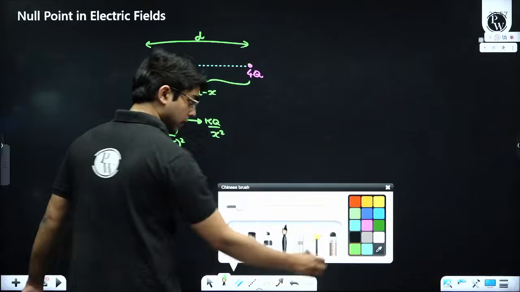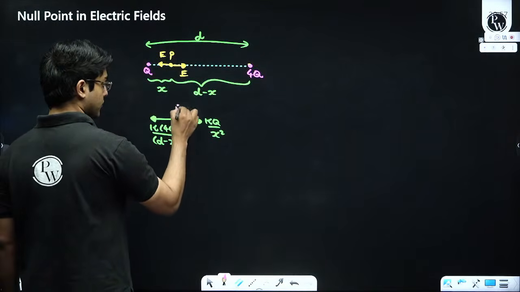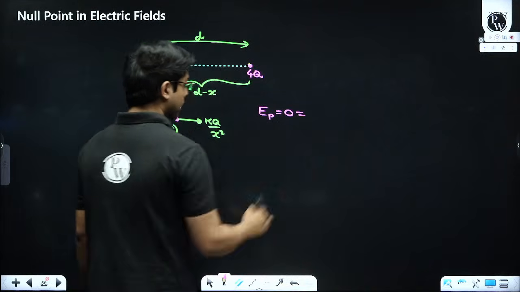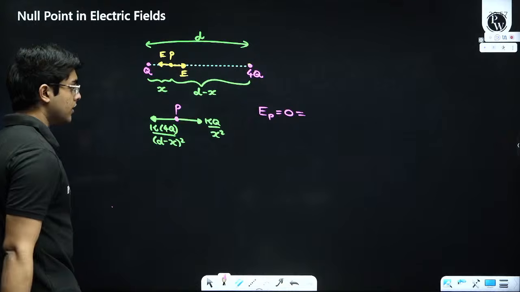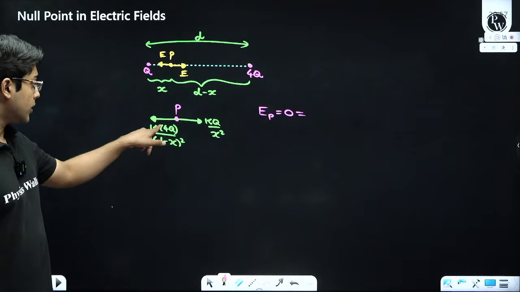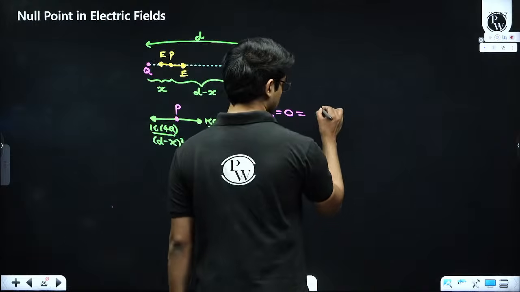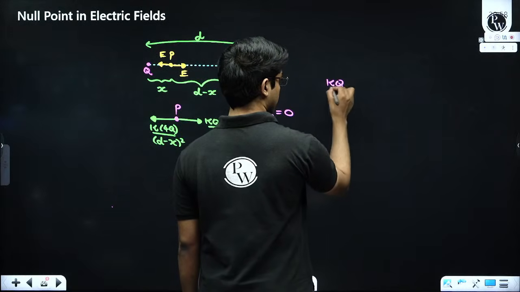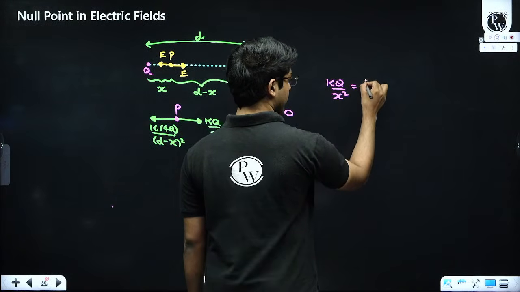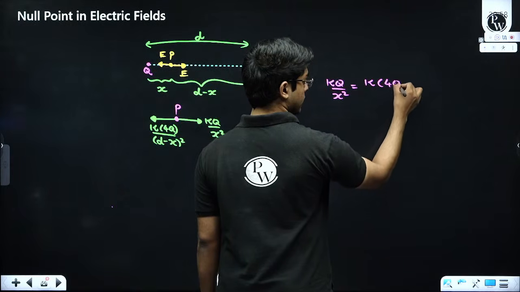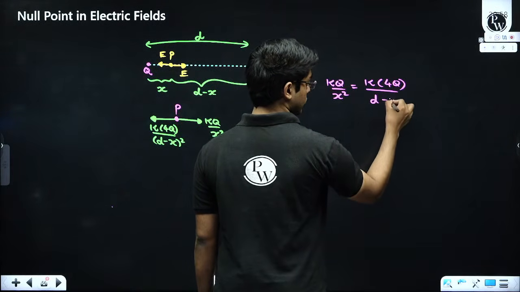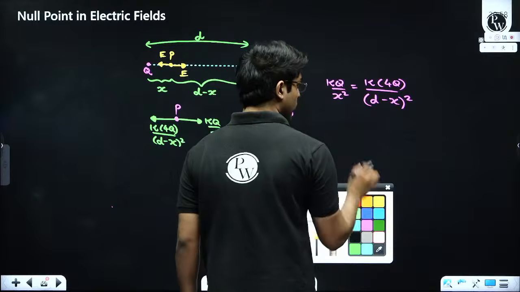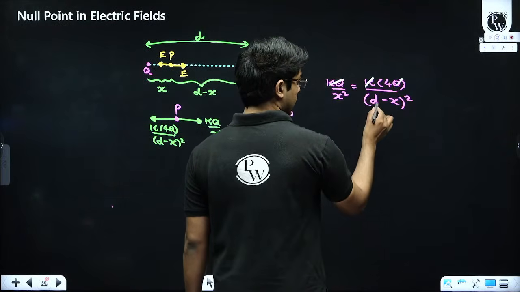Now for a null point, what that means is the field here is 0. We want the net field at point P to be 0. That means these two must cancel each other out, right? So we can say KQ by X square is equal to K into 4Q divided by D minus X the whole square. The field to the left is equal to the field to the right. So now cancel out K Q. Take D minus X the whole square here.